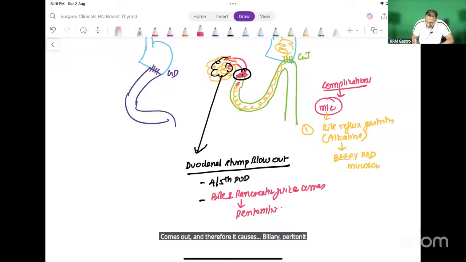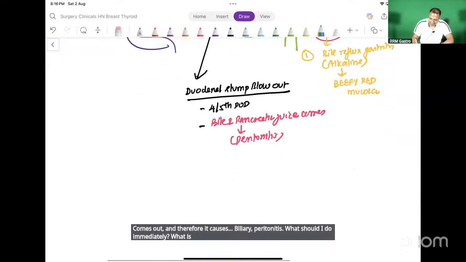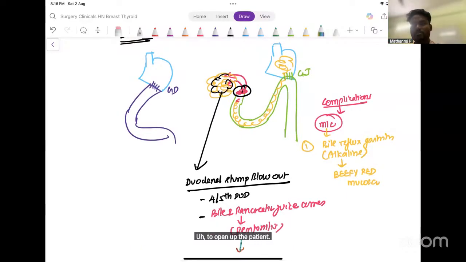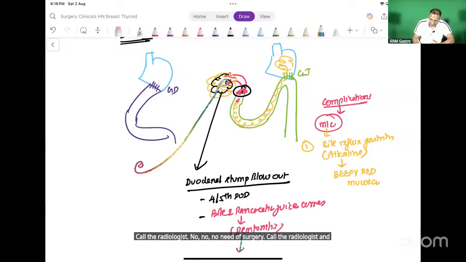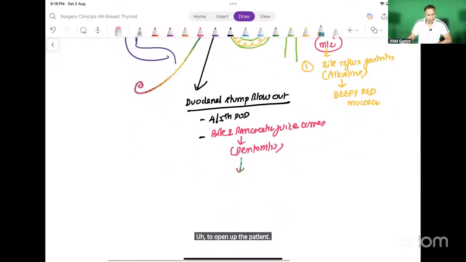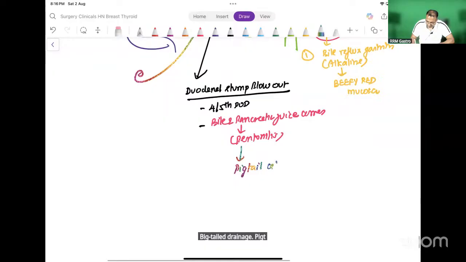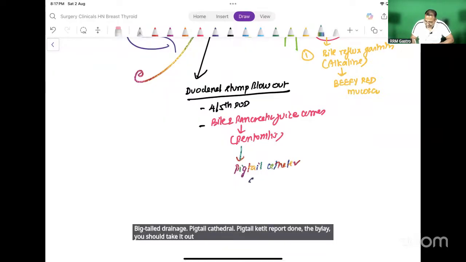What should I do immediately? What is the immediate treatment in this case? Call the radiologist. Don't open up the patient. No need of surgery. Call the radiologist and put a pigtail catheter. What is this I have put now? Pigtail catheter drainage. The bile, you should take it out. Pigtail catheter drainage is done.